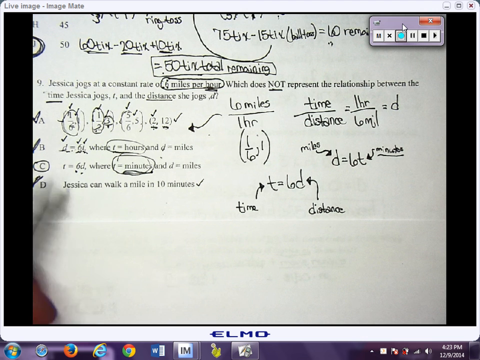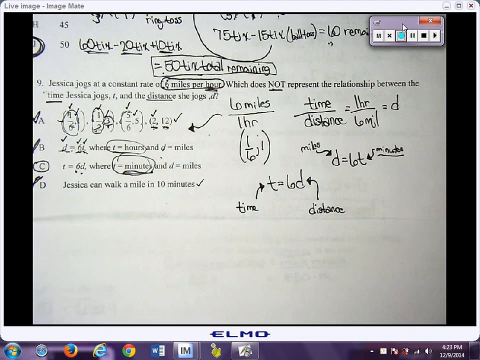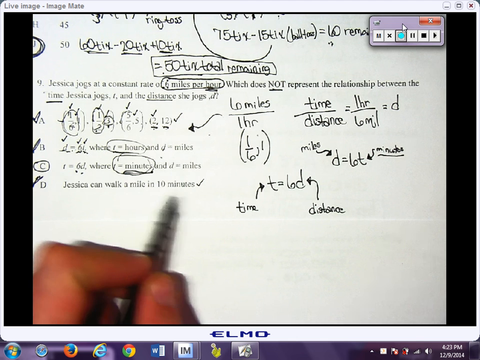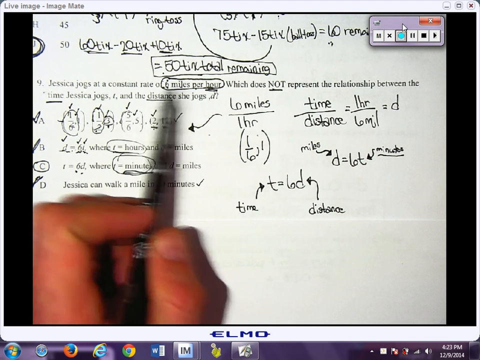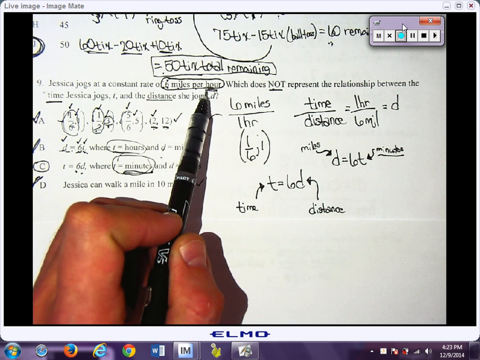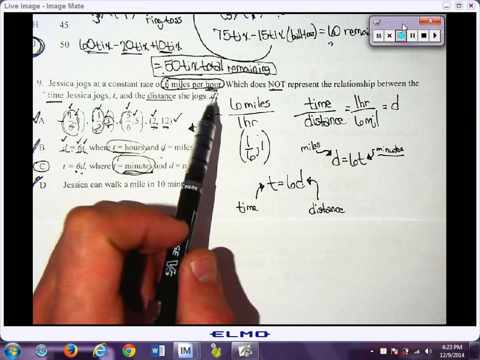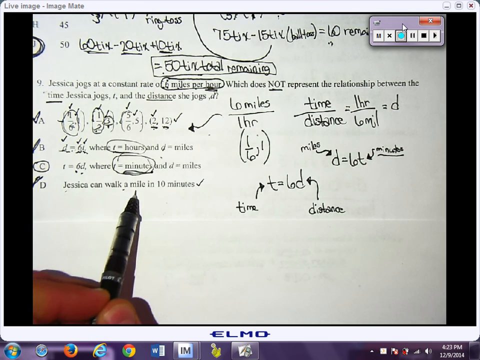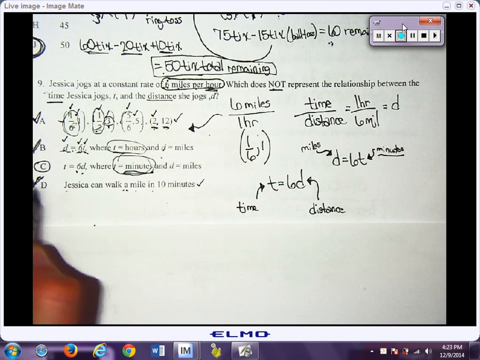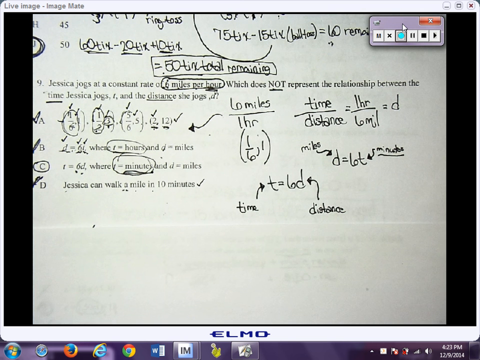Down here, this one doesn't require too much math. It requires a little conversion. Jessica can walk a mile in 10 minutes. So if she walks 6 miles in 1 hour, that means she walks 6 miles in 60 minutes. If you simplify that ratio, 6 miles in 60 minutes, you get this ratio, 1 mile in 10 minutes. So this is also true. Since A and B and D are true, we know C has to be false, but let's figure out why.